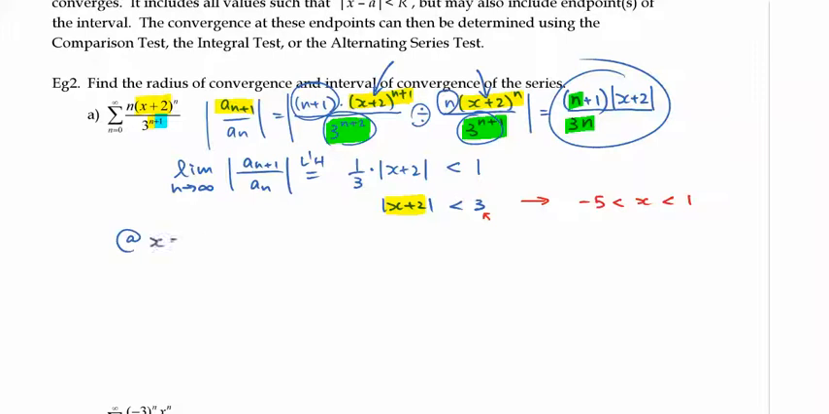When x equals -5, I want to substitute this number back into the series and see whether it is a convergent series or a divergent series. And I can make use of the comparison test, integral test, or the alternating series test to check for its convergence. But let me just plug in the number first. From n equals 0 up to infinity, when x equals -5, I will have -5 plus 2 inside the bracket raised to the power of n, divided by 3 to the power of n plus 1.